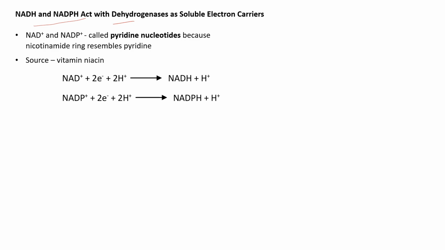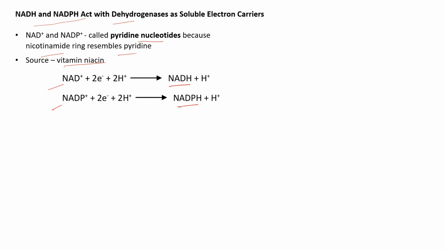NAD plus and NADP plus are called pyridine nucleotides because they contain a nicotinamide ring that resembles pyridine. Hence, they're known as pyridine nucleotides. The source of these electron carriers is the vitamin niacin. Now, NAD plus and NADP plus are the oxidized forms. NADH and NADPH are the reduced forms, right?